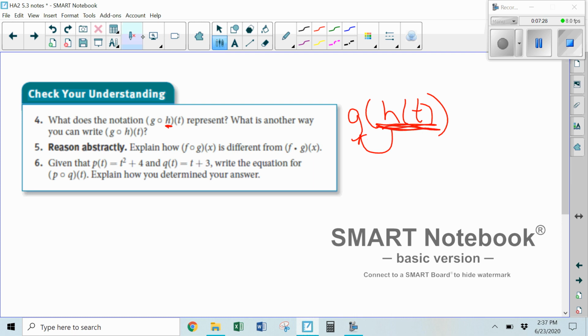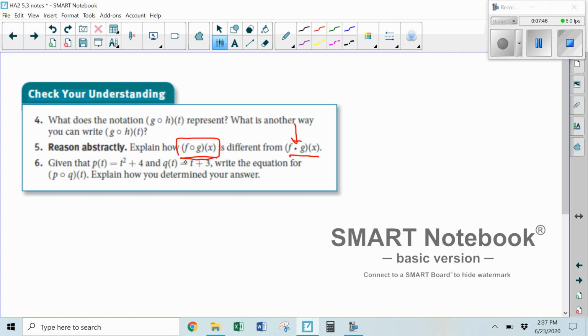Number 5, explain why f of g of x is different than f times g of x. Well, this means I'm multiplying, and this means I'm plugging one into the other. That is very different. Very different.